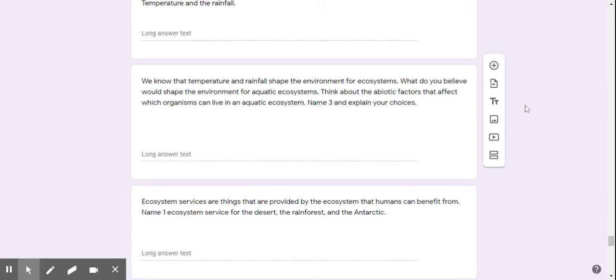Now, the last one. Ecosystem services are things that are provided by the ecosystem that humans can benefit from. Name one ecosystem service from the desert, one from the rainforest, and one from the Antarctic. Okay, so if we were to be looking at these, an ecosystem service for the desert, well, it's dry and it's hot.